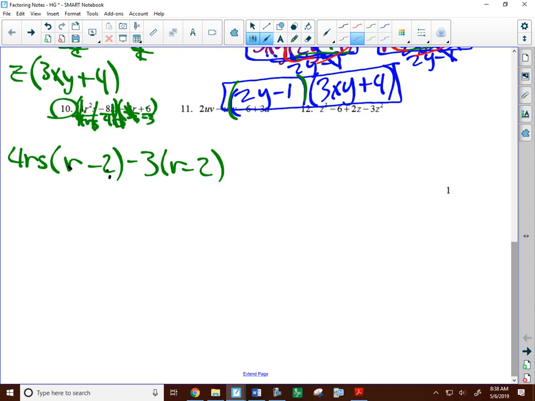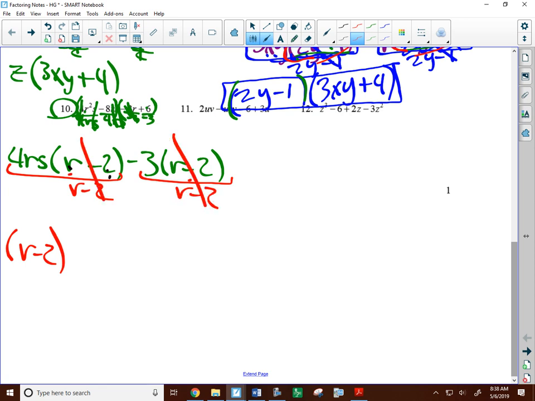So right here, there's 2 big terms. The R minus 2 is what I'm factoring out. So what I'm really doing in grouping is GCF, what, 3 times? 1, 2, yeah, 3 times. 1, 2, here's the 3rd time. Factor out an R minus 2. So I'm really dividing by it, and I'll be left with 4RS minus 3.